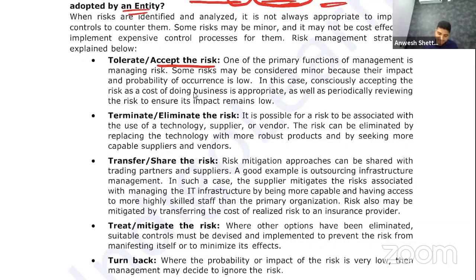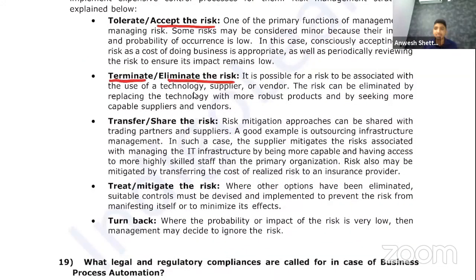Second one is terminating the risk or eliminating the risk. So what Mr. A may say is, I will go to my friend's house for the party, but I will not come back. I will go along with my bed, pillow, bed sheet, everything. I'll go and sleep there. Next day morning, I'll come back. This is called eliminating the risk. So you are having a strategy to avoid the risk.